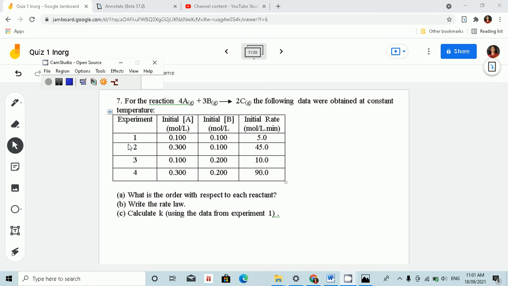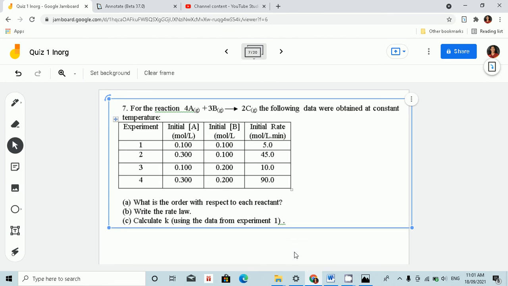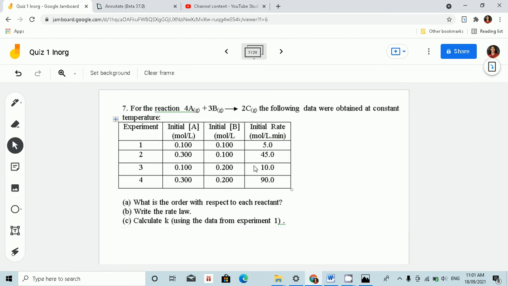Okay, so in this problem, let's do letter C. For the reaction A plus 3B forms 2C, the following data were obtained at constant temperature. We have this data, the table here. Then we are asked what is the order with respect to each reactant and write the rate law. So we have answered those two questions.